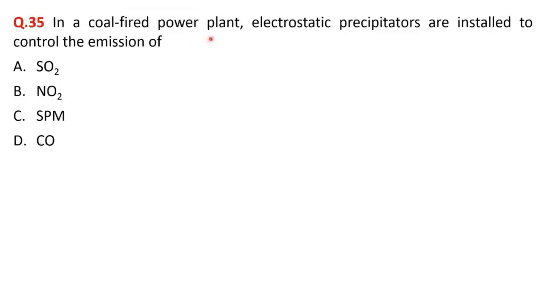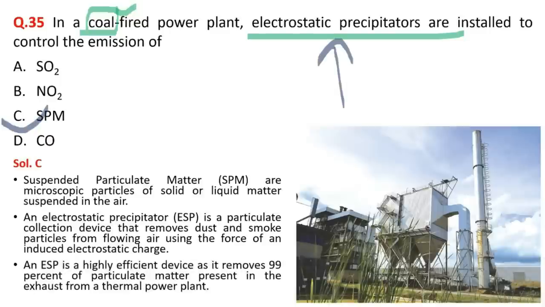In a coal fire power plant, electrostatic precipitators are installed to control the emission of what? You should have studied electrostatic precipitators, which work on the concept of attraction of opposite charges. Usually power plants use coal as the source of heat supply, so suspended particulate matter, that is very fine particles, is liberated into the atmosphere. To reduce or remove the suspended particles from the atmosphere, we use electrostatic precipitators.